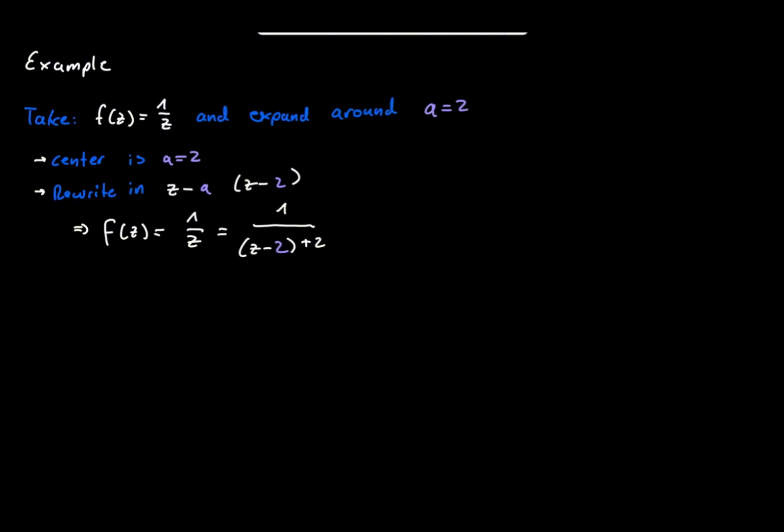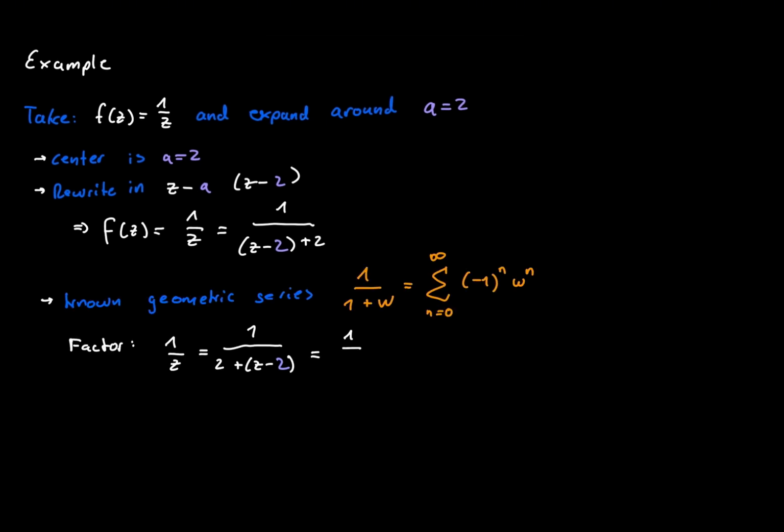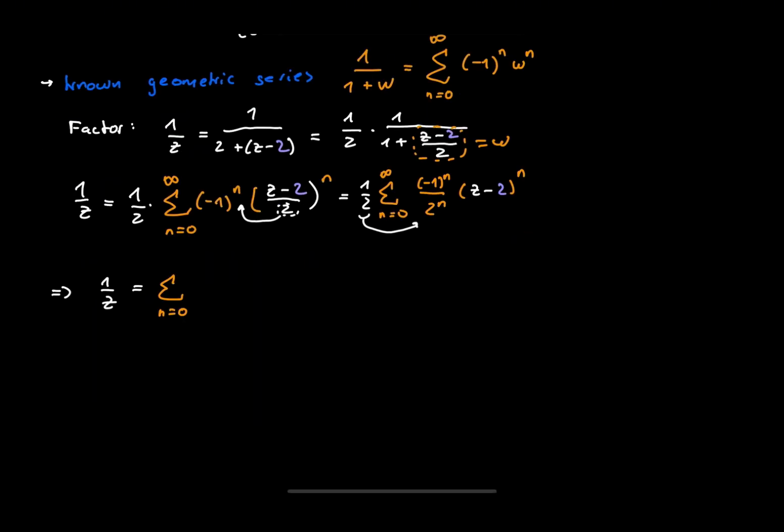Now we use the geometric series. First, we look inside the circle. We factor out the 2. This gives 1/2 times 1 over (1 plus (z minus 2) divided by 2). Now this matches the geometric series. So we expand. We get a series in powers of z minus 2. Only positive powers appear. So this is a Taylor series.